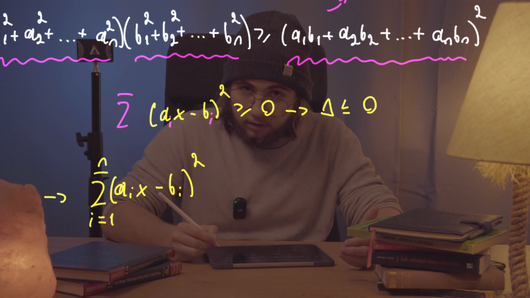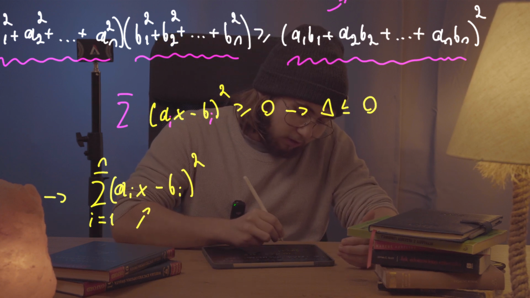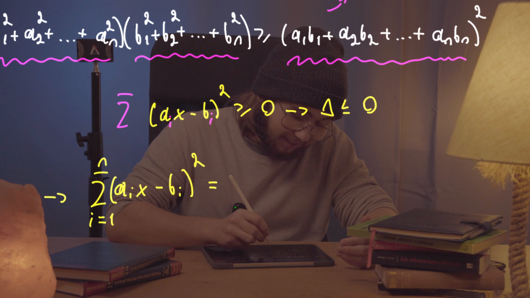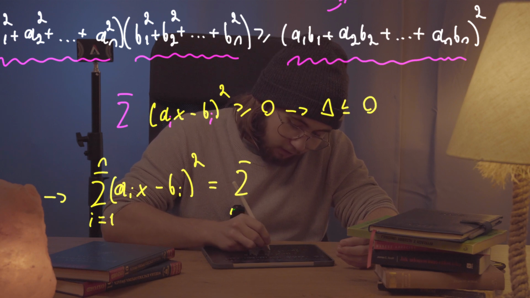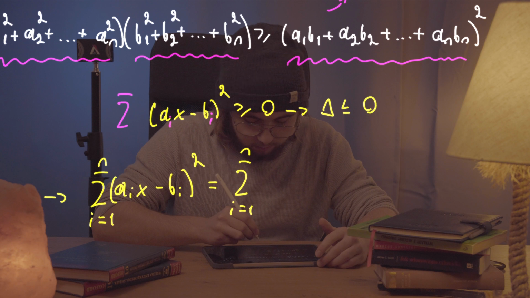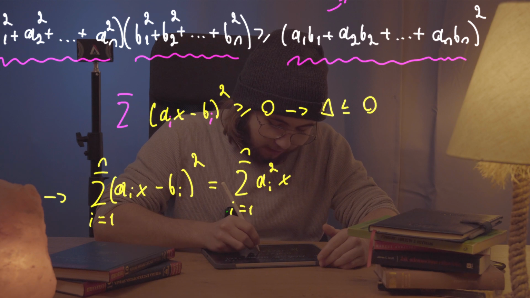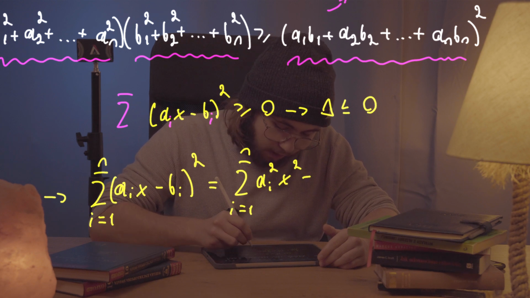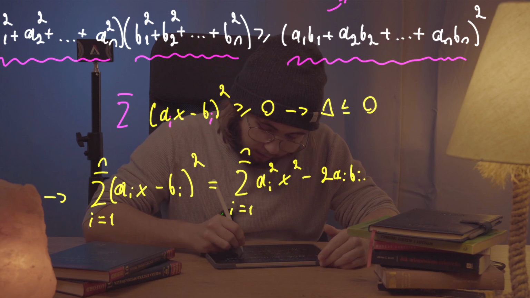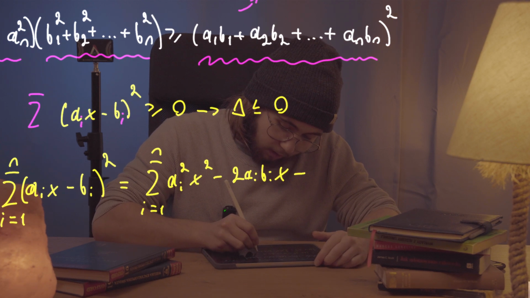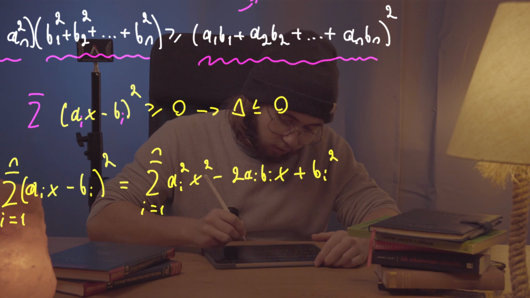Well, what is this thing? We can multiply out this entire parenthesis inside of this sum, getting the sum from i equal to 1 up to n of ai squared times x squared minus double ai times bi times x, and then plus bi squared.